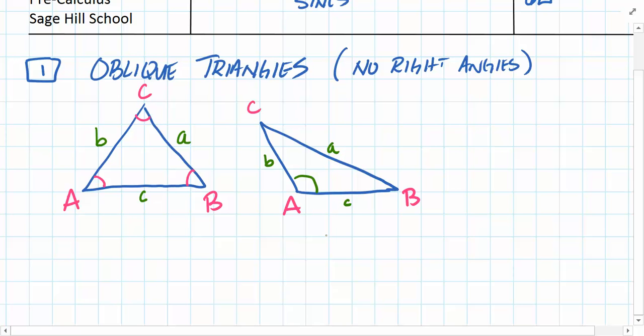So this is our obtuse oblique triangle, and this is our acute. There we go. Oblique triangle. That's where our study begins.